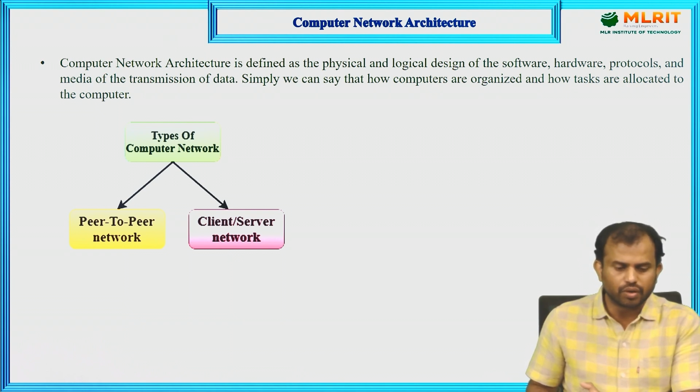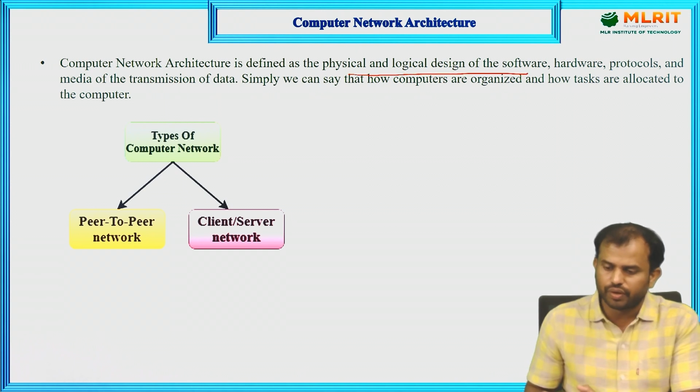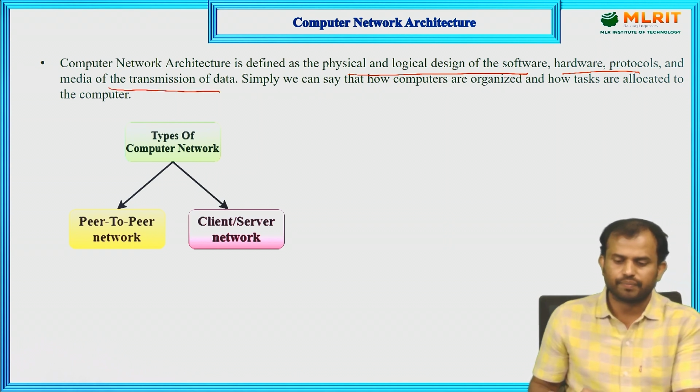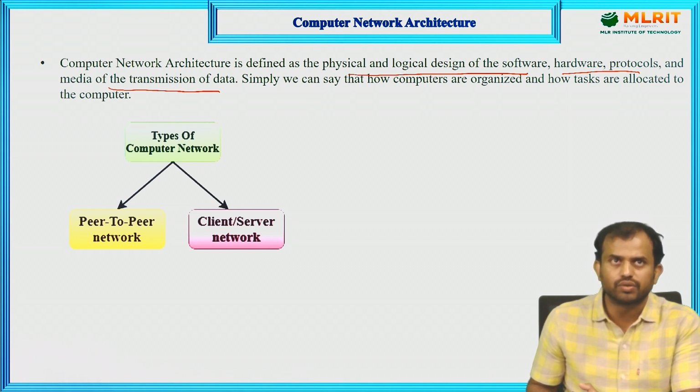Network architecture is defined as the physical and logical design of the software, hardware, various protocols, and the transmission medium of data, while establishing any kind of communication path. So what software components we are using, what hardware components we are using, and while establishing this computer network, what kind of protocols and what kind of transmission medium we are using. All these things we call computer network architecture.